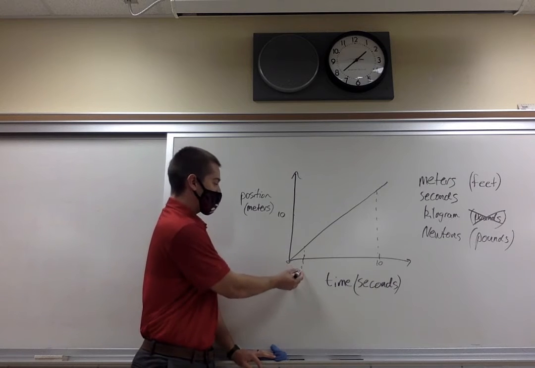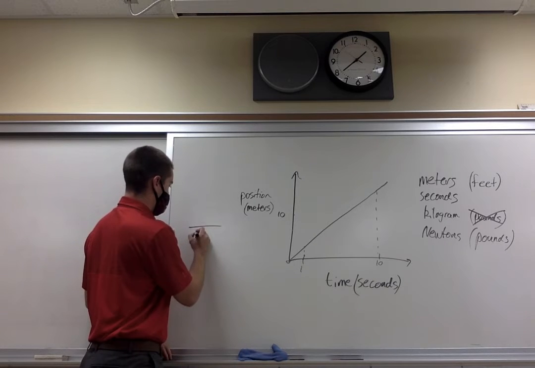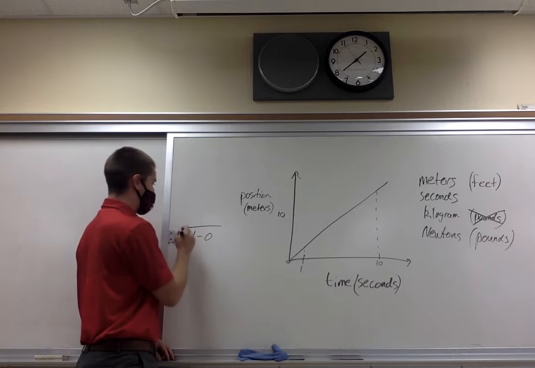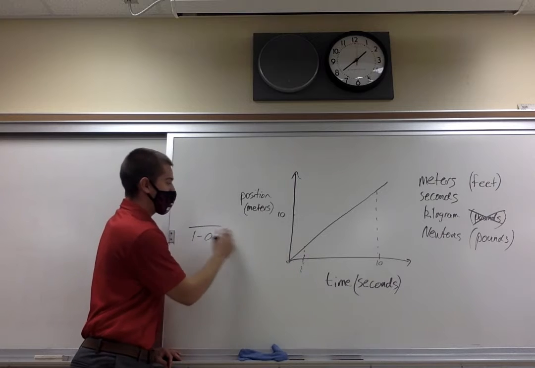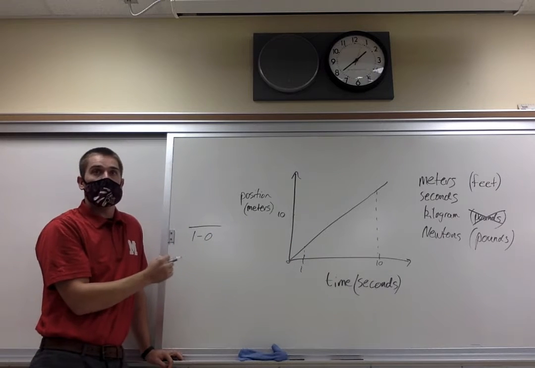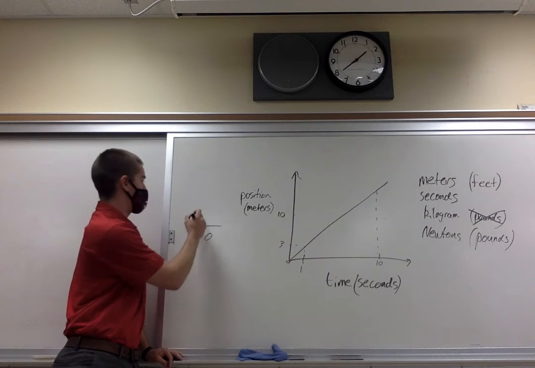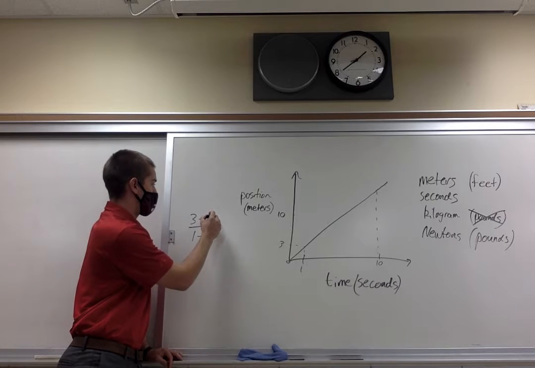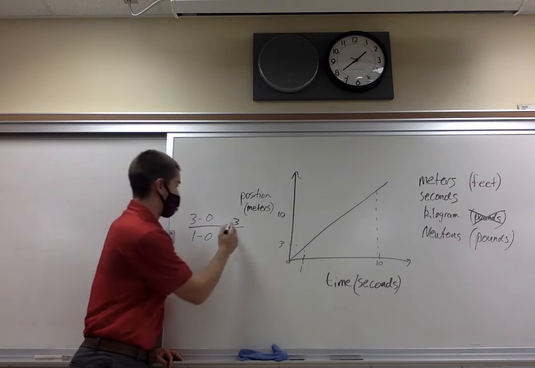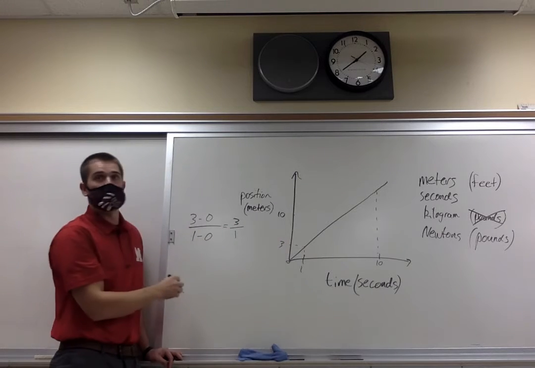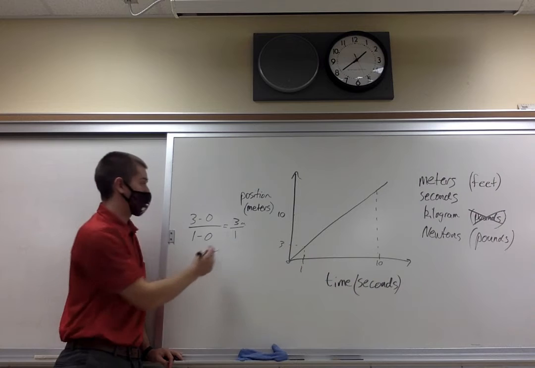If I go from 0 seconds to 1 second, I can say my final minus initial time in the denominator. In my numerator, I'm going to look at how my position changed. Say this is 3. I do final position minus initial position. What are the units that we measured position in? Meters, little m. Seconds.